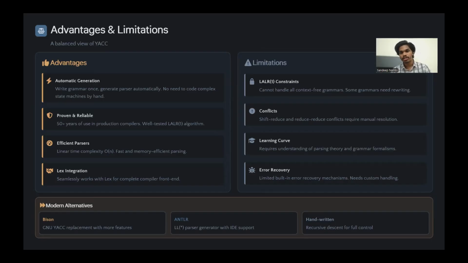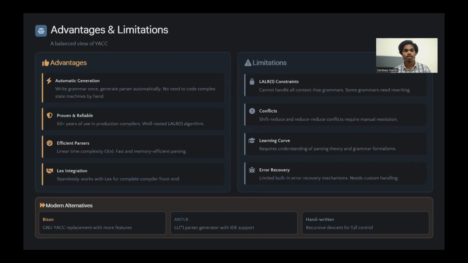And coming to the limitations, it is LALR(1) constrained. It cannot handle all context-free grammars. Some grammars need rewriting or should be solved manually. And conflicts, shift reduce and reduce reduce conflicts, require manual resolution and cannot be solved by YACC parser. And the learning curve requires understanding of parsing theory and grammar formalisms. Without prior knowledge about this, we cannot use it. Error recovery: limited built-in error recovery mechanisms need custom handling. It cannot solve all the problems.